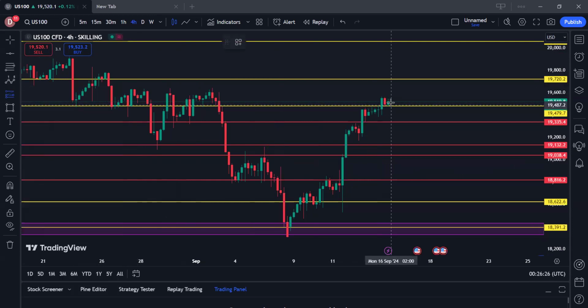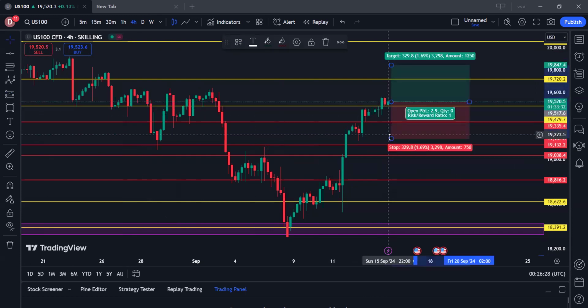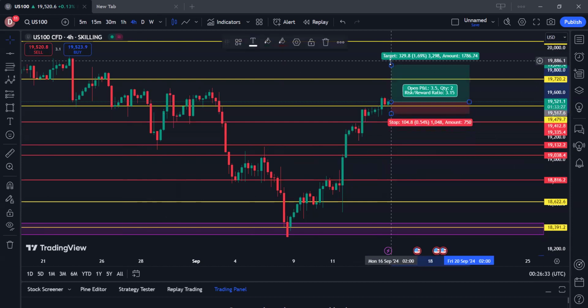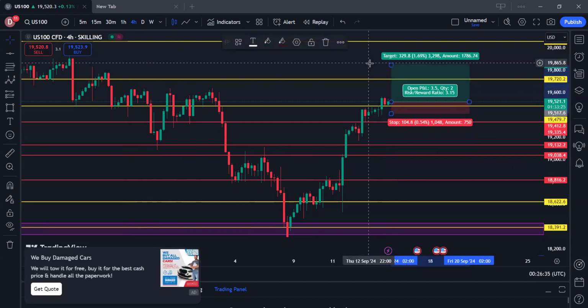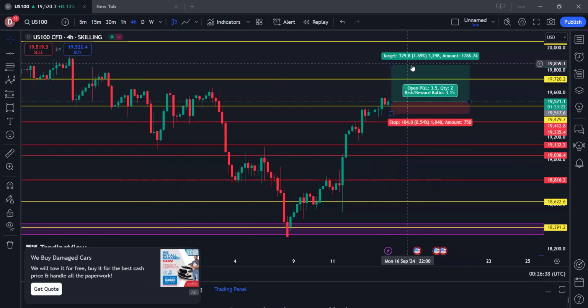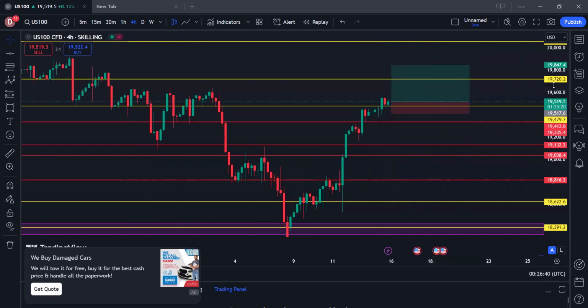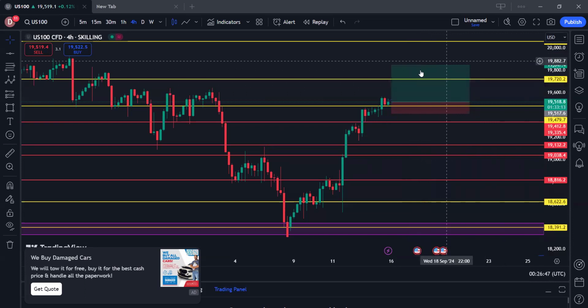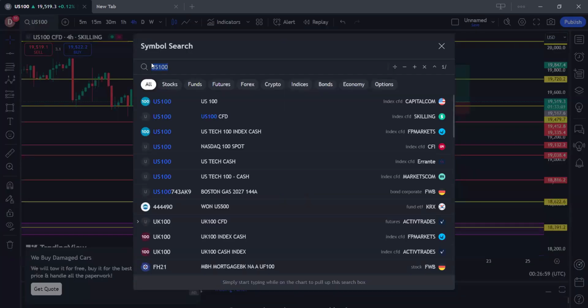Within this area, this is actually a decent entry. We'll be looking for longs, 1, 2, 3 in this ratio, moving straight up and hitting past 19,720, going into the 19,800s, 900s, approaching 20,000. So that's what we could potentially see on US 100.